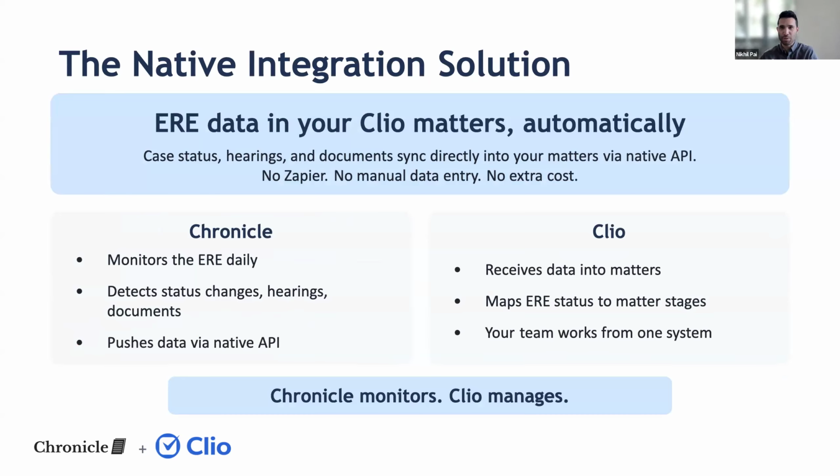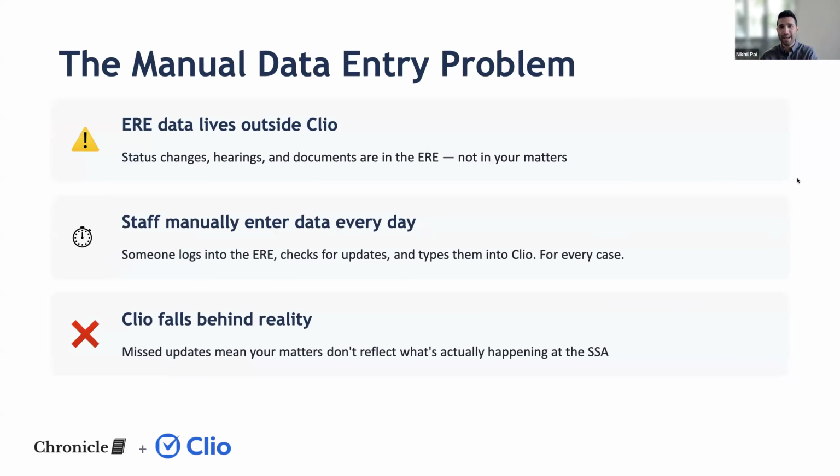The key things, to make it very concrete about what we're really trying to solve for. First is manual data entry. There are all these things like the DLI, the AOD, the hearing date, the status of the case, the decision that currently lives in the ERE, and a lot of staff is mainly entering that into Clio to trigger automations or move the stage forward in Clio. So we're trying to make that automated.